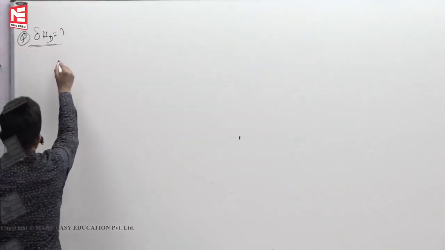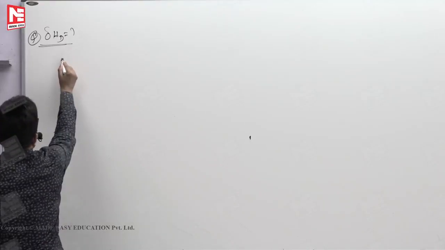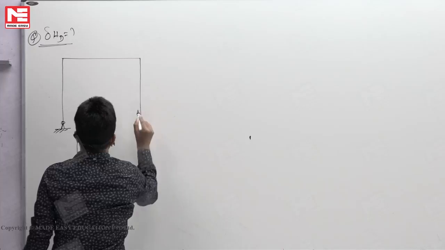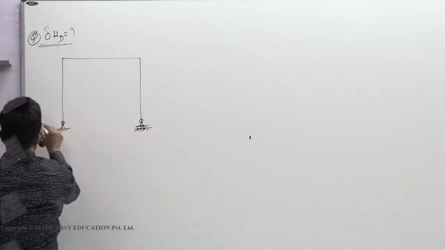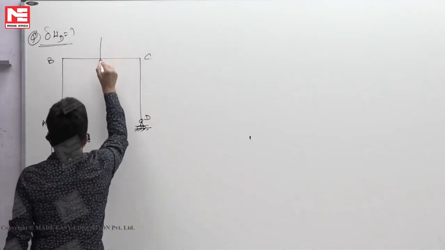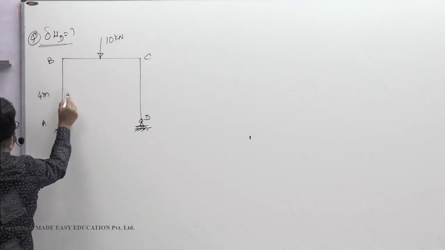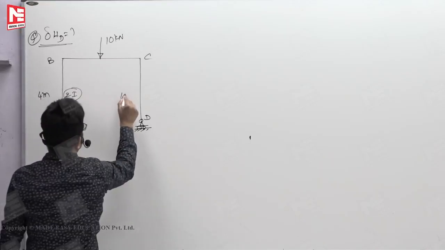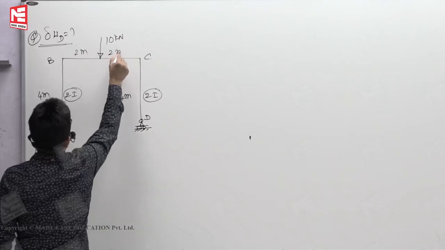Now, delta, horizontal displacement of the joint D. Now we'll take a simply supported portal frame A, B, C, D. Assume it is subjected to a central load of 10 kilonewton, 4 meters to I, 4 meters to I, 2 meters I.